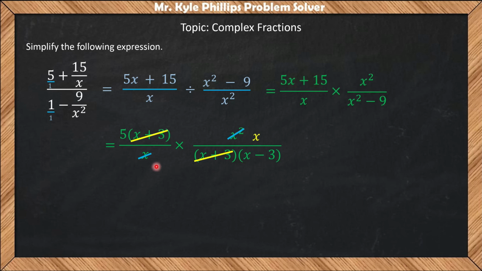Now I'll multiply straight across. 5 times x is going to give me 5x with a denominator of x minus 3. Nothing else here can reduce, so here I have fully simplified this complex fraction.